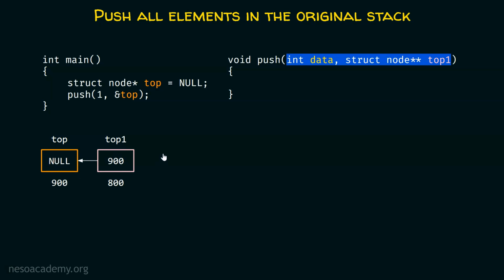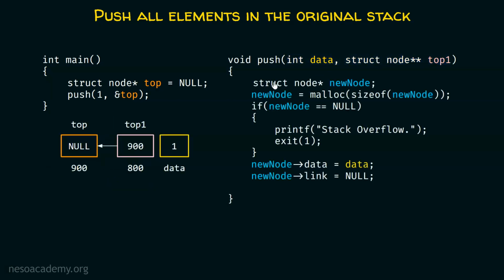And then after this, of course, we have a data variable which will receive this value 1. You can see this over here. This data variable is receiving this value 1. And then after this, in this push function, we have this piece of code which is capable enough to create one new node, right? Here, after this piece of code, we will get this node, and I'm assuming that the address of this node is 1000. This value will get stored inside this node, and currently the link part of this node is null.